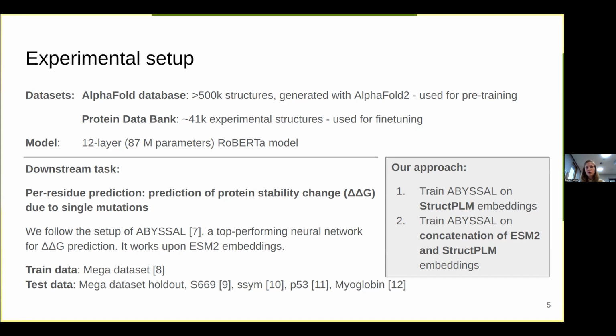This is a per residue prediction, and we follow the setup used in the top performing method, Abyssal. We use the same datasets and so on. So we replace the ESM embeddings that were used in Abyssal with our StructPLM ones. Also, we test the concatenation of ESM embeddings and StructPLM.